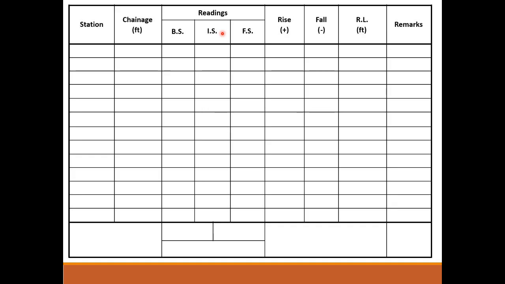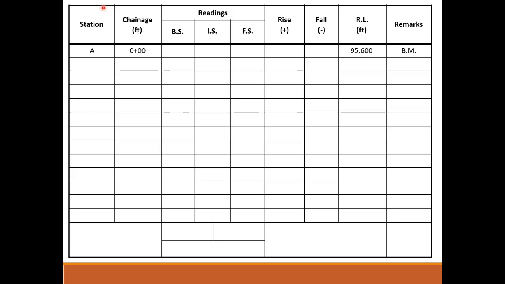In this question it is not mentioned what method you must adopt. Whenever it is not mentioned which method you must choose, you have the flexibility to choose any method. So here I am selecting the rise and fall method to calculate the quantities. This is a table for rise and fall method.